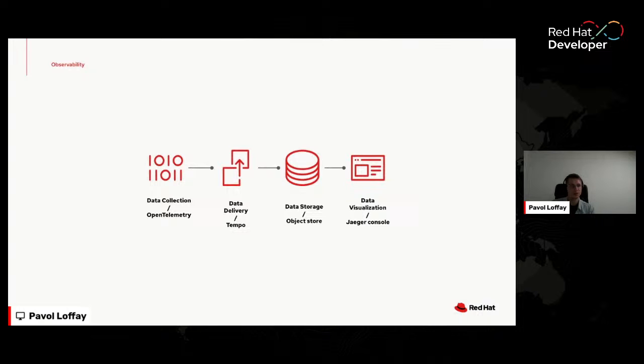Therefore, it's very important to use some instrumentation API that is open, that is well standardized and stable, so it doesn't change over time. So for data collection, we recommend using OpenTelemetry, and for storing the data, we are at the moment working on a Grafana Tempo operator that stores the data in the object store. And for visualization, we are shipping the Jaeger console. We will see that in a demo as well.